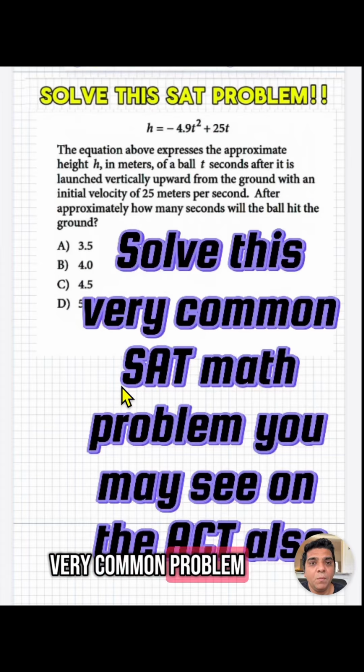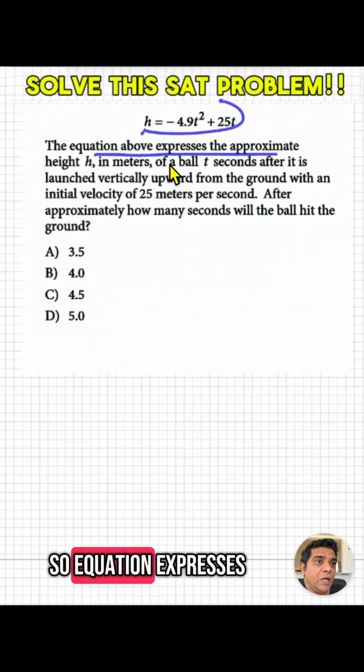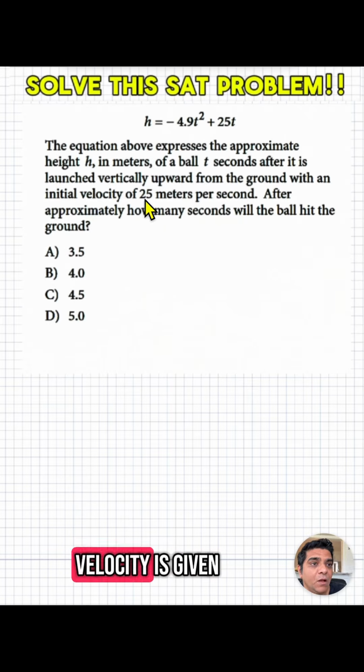This is a very common problem on the SAT that you may also see on the ACT. So let's go and take a look. The equation expresses the approximate height h of a ball t seconds after it is launched vertically. The velocity is given. After how many seconds will it hit the ground?